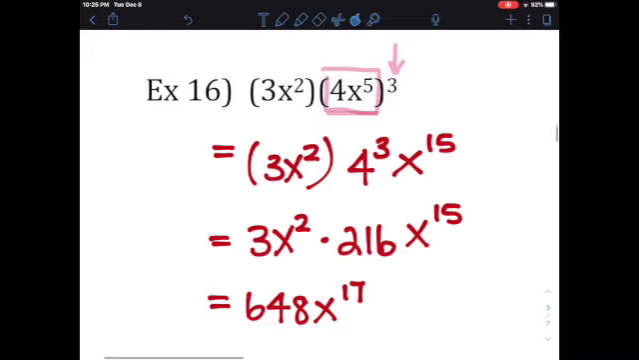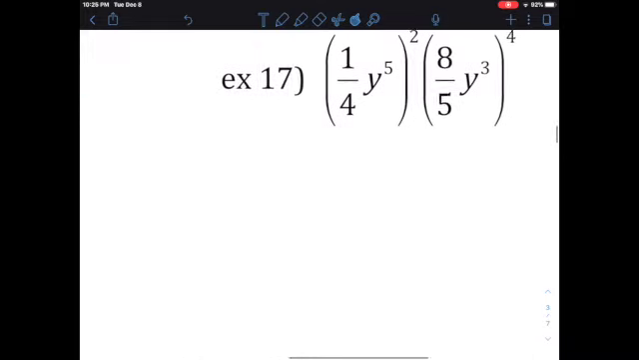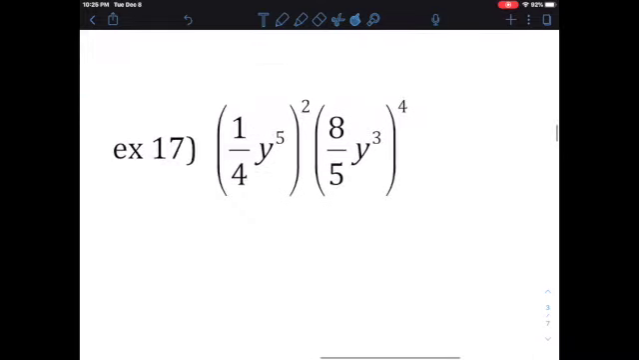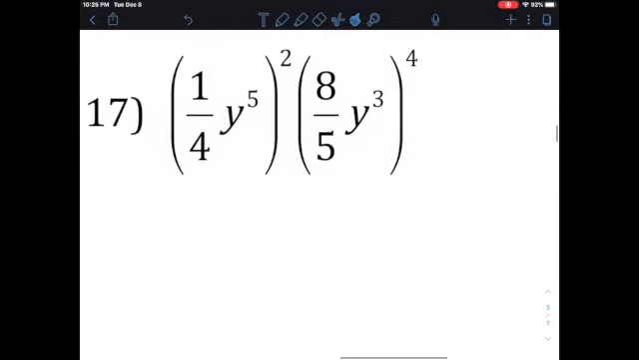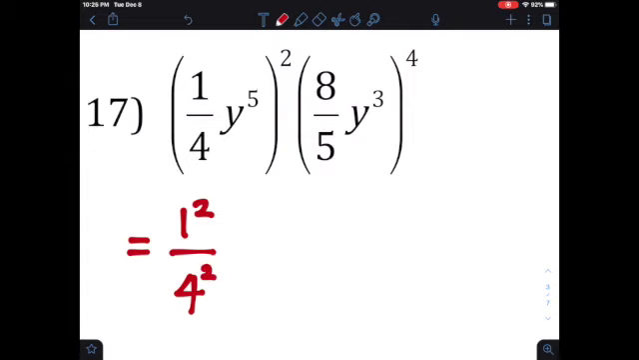For number 17, I know it's a fraction, and I know how much you don't like it, but I know you can do it. So this one is going to be just 1 to the second power, 4 to the second power. You can even do that in your head now, I'm hoping. Y to the fifth power, 2 of them. So that's going to be y to the 10th.